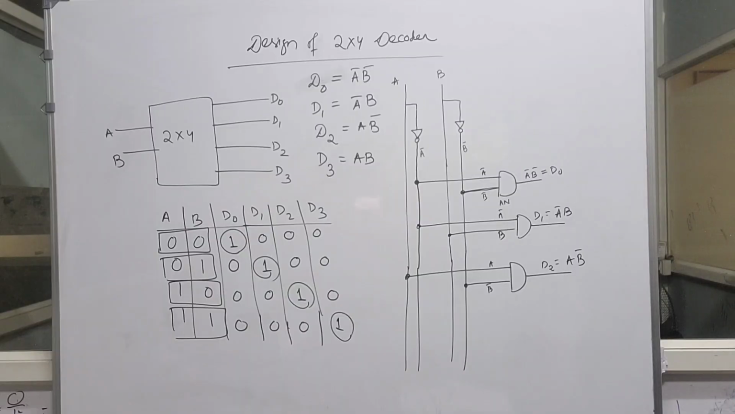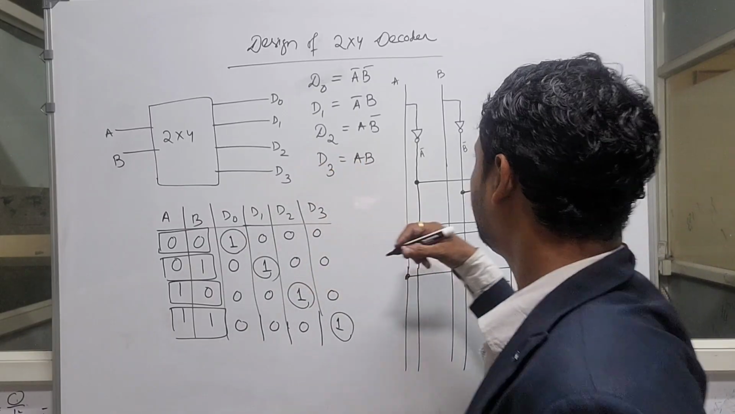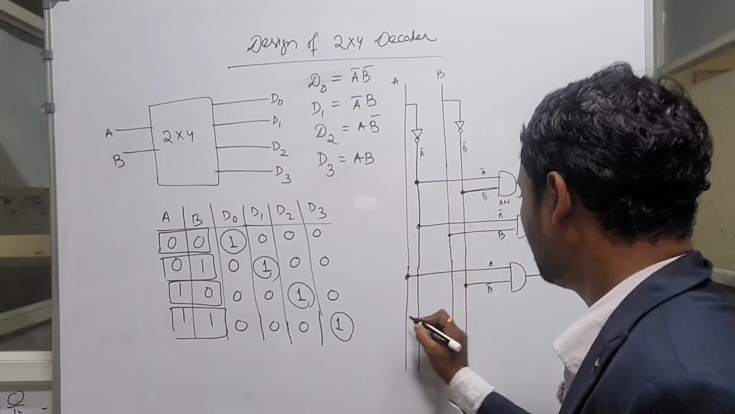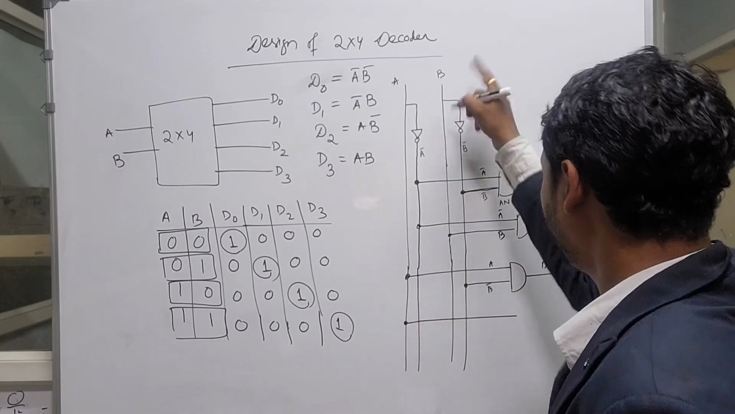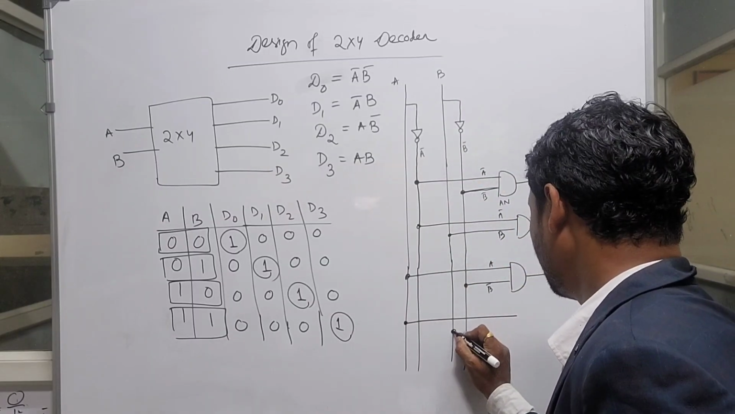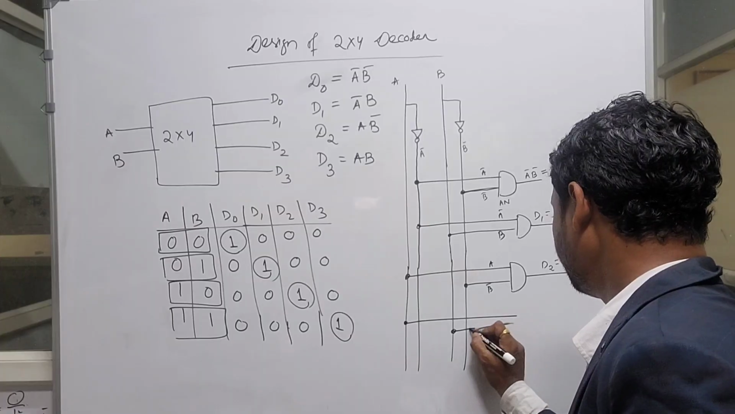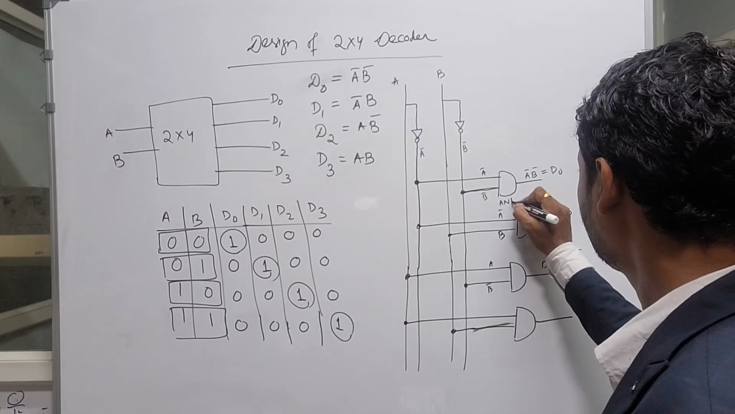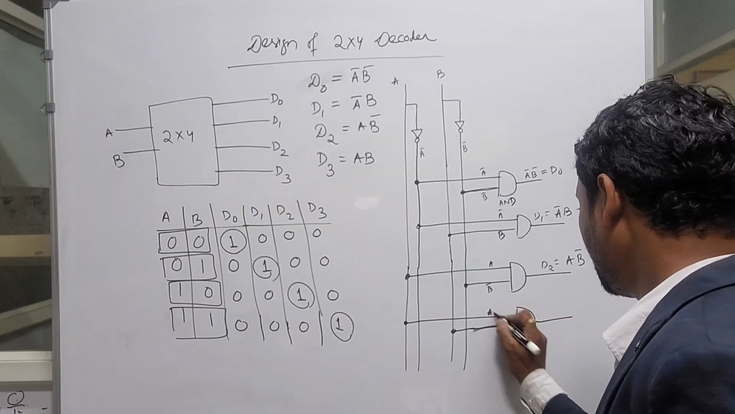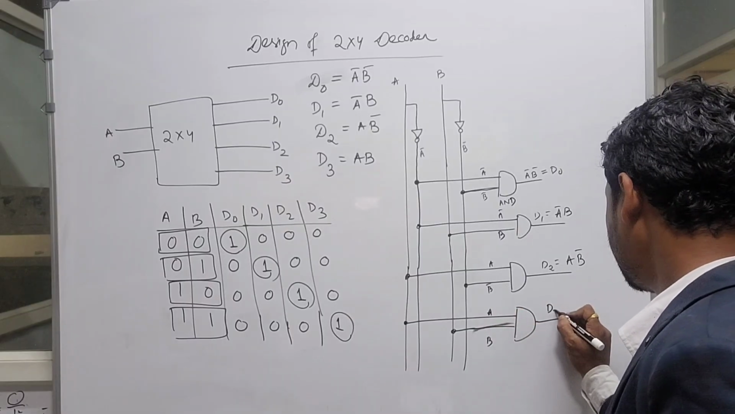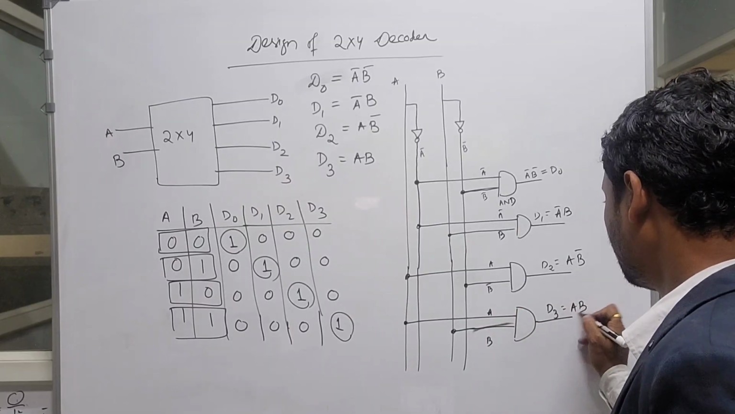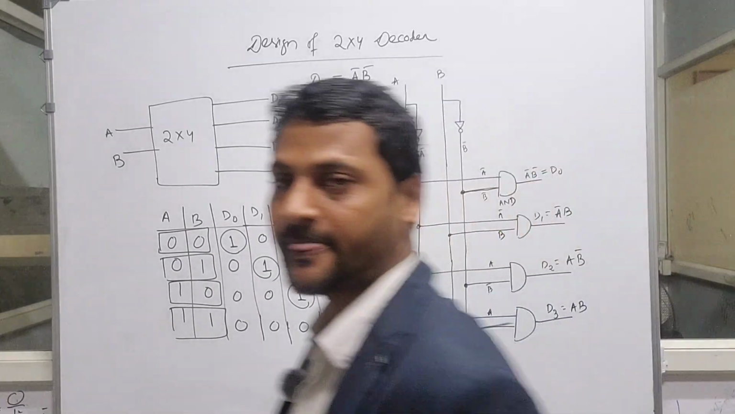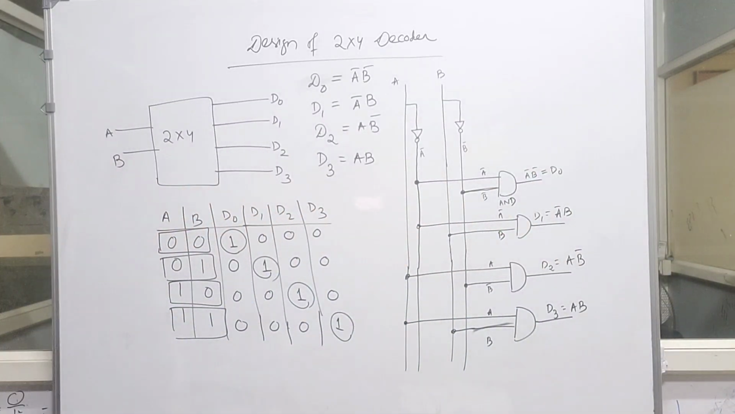Okay. And coming to the last one, D3. D3 के लिए क्या चाहिए? A चाहिए और B चाहिए. We have A and B. We can take one line from each, one from A, another from B, and we take an AND gate. So मतलब ये A and B. The output is D3, that is A and B. So ये हो गया आपका 2 into 4 decoder circuit. I hope it is clear.